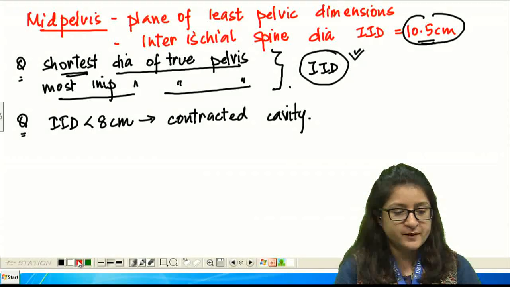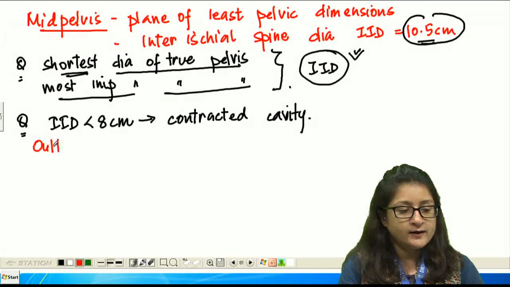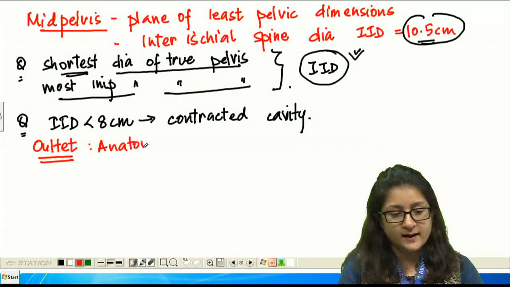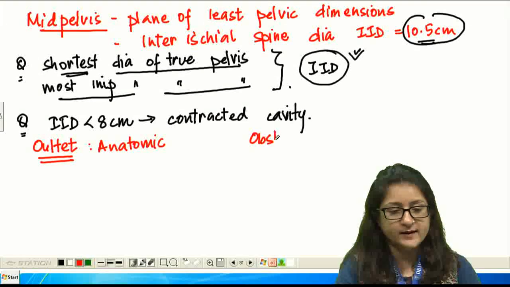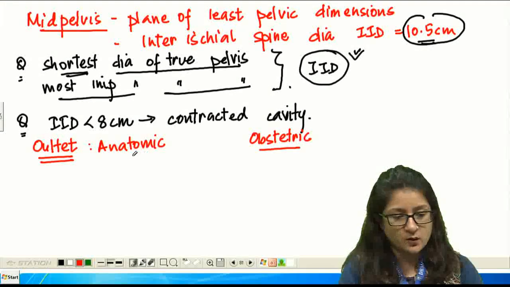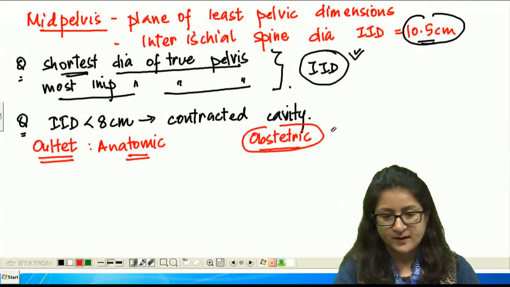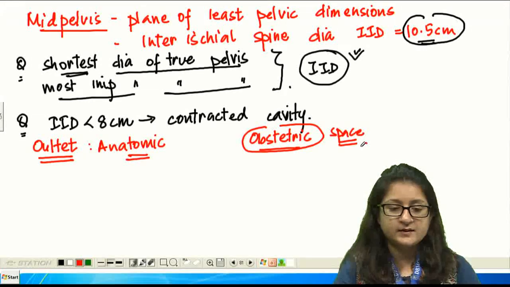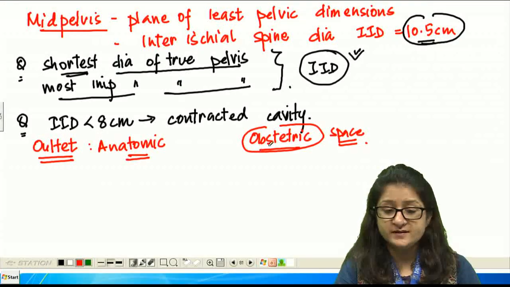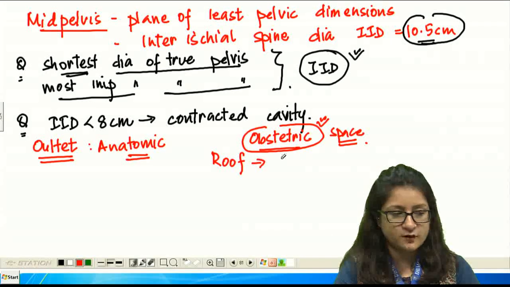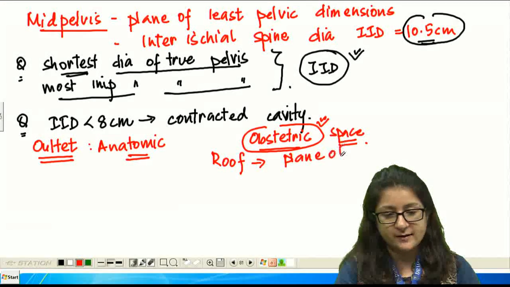Next important point you have to remember is about the outlet. We have two outlets: the anatomical outlet and the obstetric outlet. The anatomical outlet is all bony, and the obstetric outlet is nothing but a space. The roof of this obstetric outlet is formed by the plane of least pelvic dimensions.